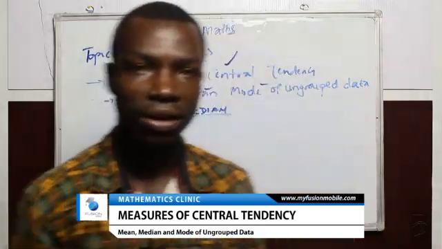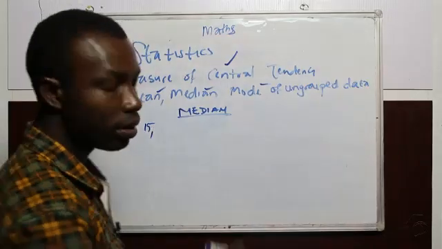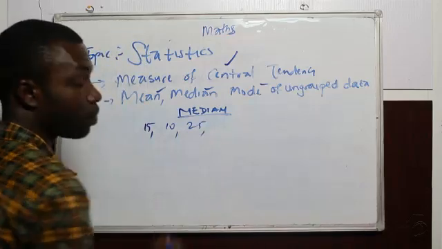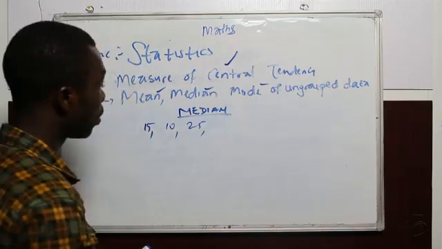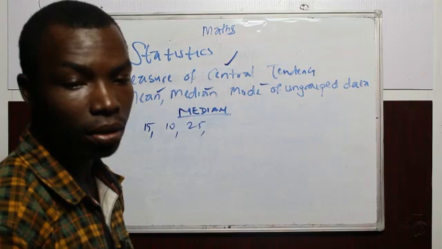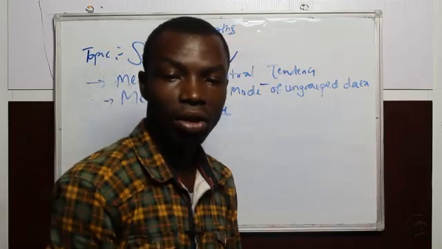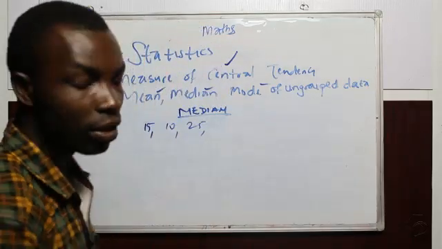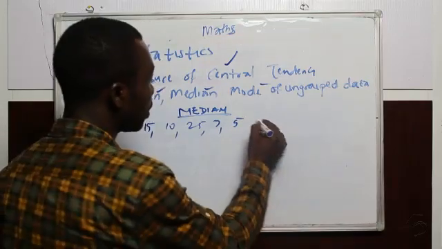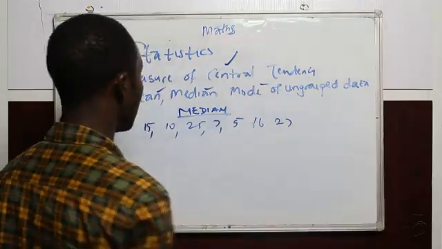Find the median of the following set of numbers: 15, 10, 25, 3, 5, 16, 23.